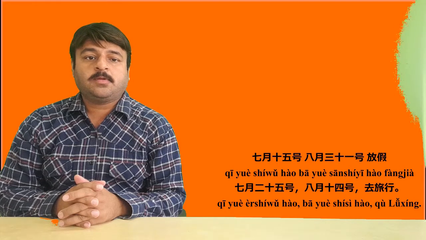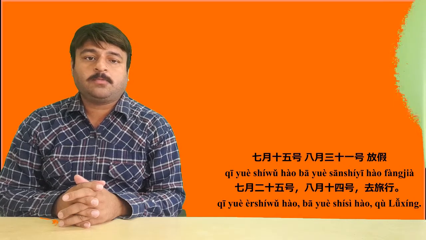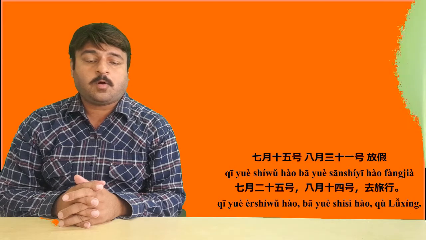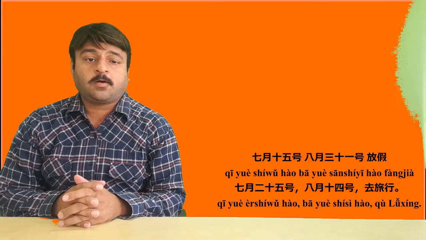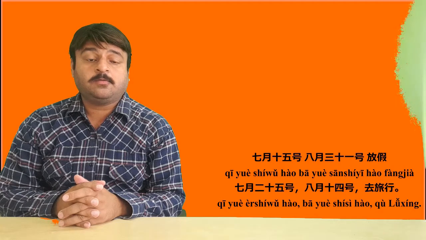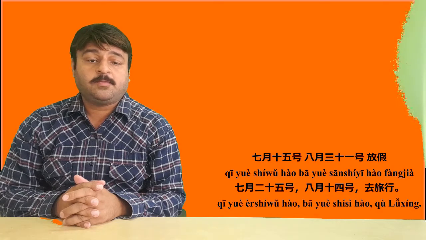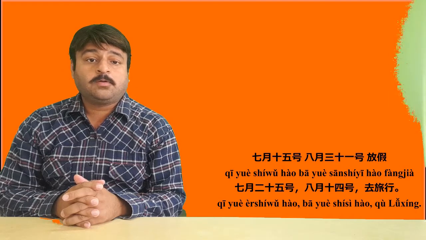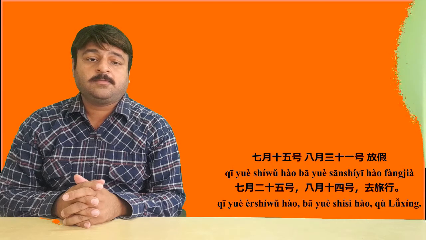8月31号, 31st of August. 放假, holidays. Our holidays are from 15th July to 31st August. Replace these words in the sentence underlined above. Moving on to the second substitutions, let's have a look at the words.